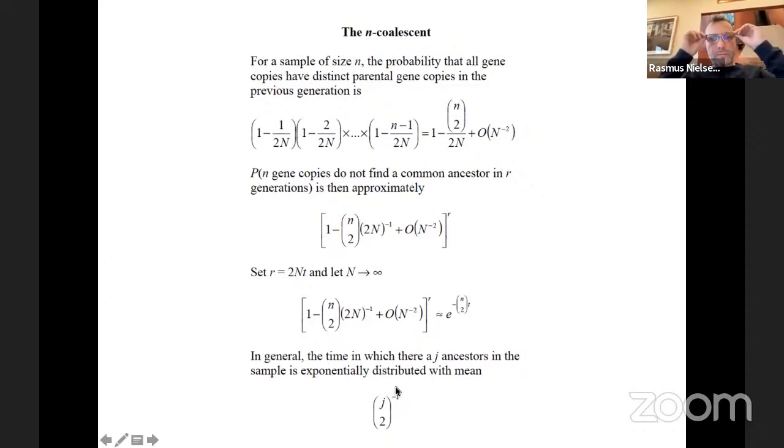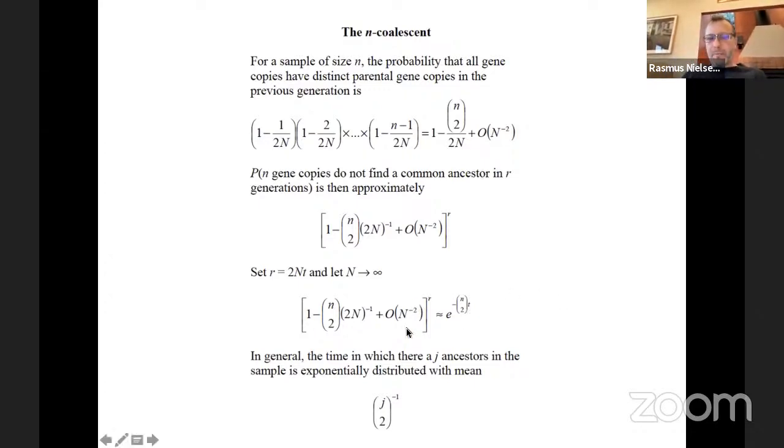So we can, with a generative process forward in time, for example a Wright-Fisher model, calculate the probabilities of having these most recent common ancestors, and we can come up with probability distributions for that. And I went through this slide last year, how to do that.